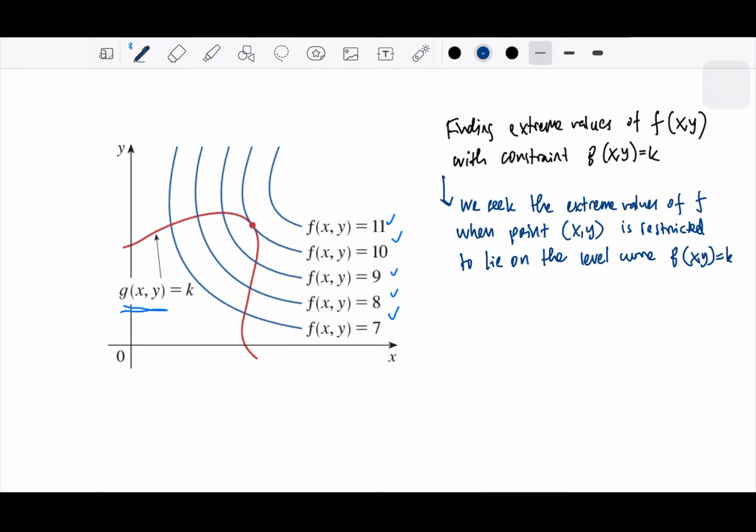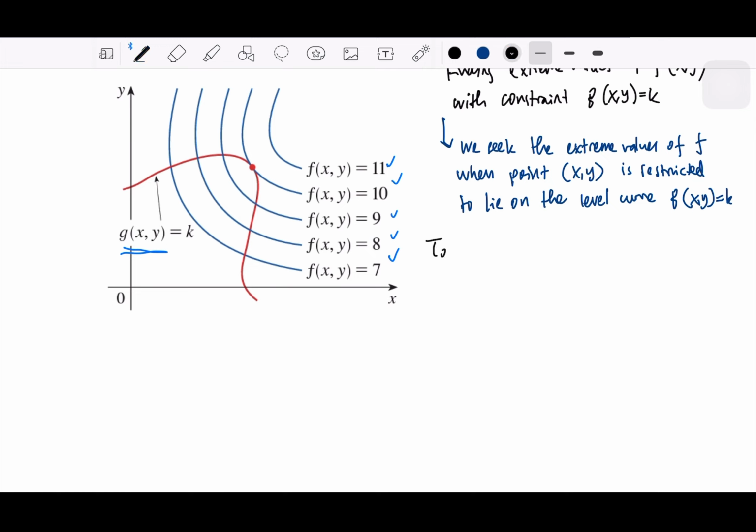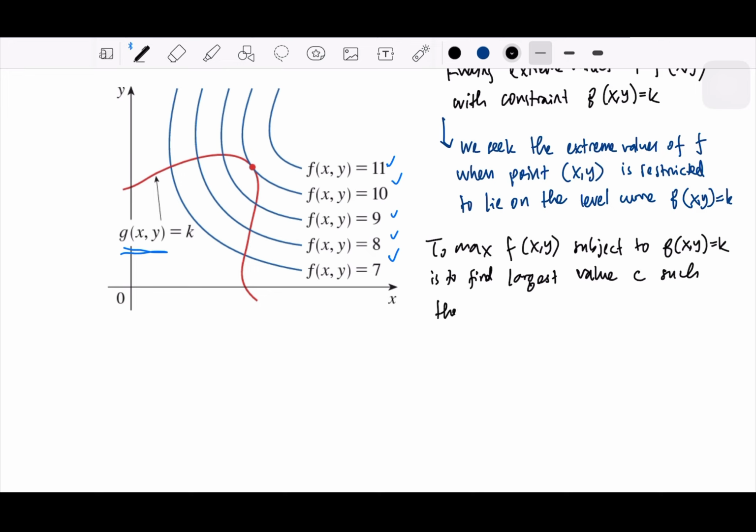So to maximize the function subject to constraint g is to find the largest value, let's say c, such that the level curve of the function f intersects the function g equal k. So this is mainly what it means.